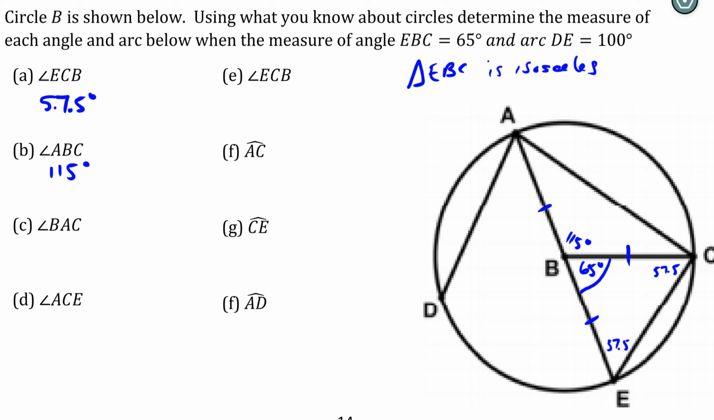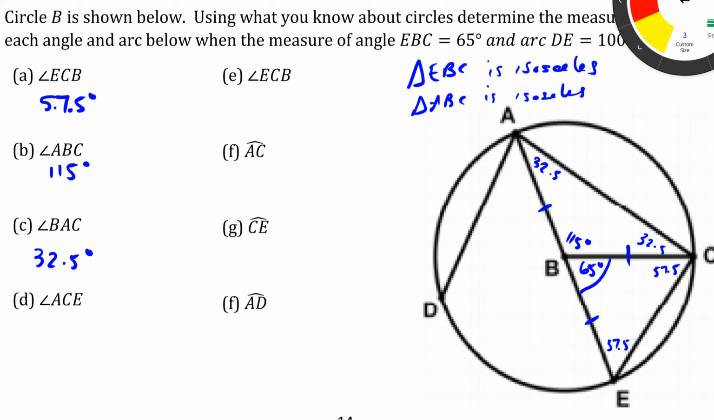I can do the same thing to find angle BAC, because I also know that triangle ABC is isosceles. If I take 180 minus 115, I get 65, and if I divide 65 by 2, I get these two little angles as 32.5. So angle BAC is 32.5 degrees.